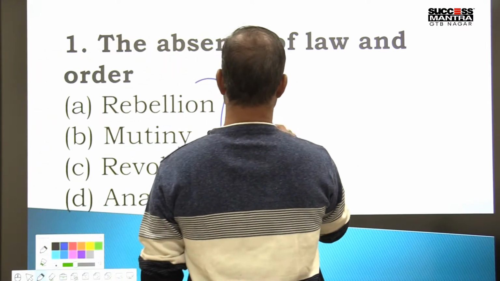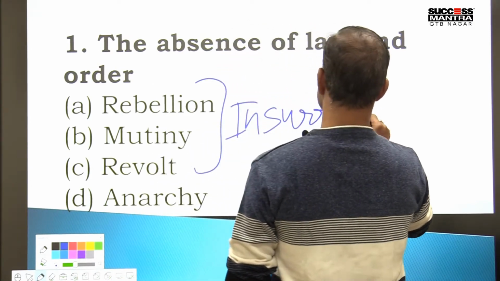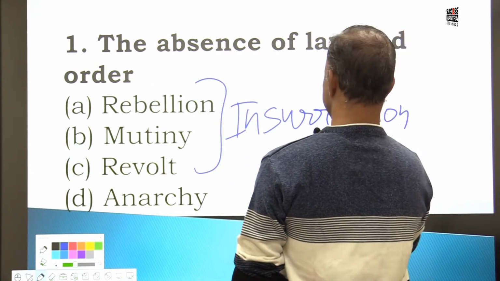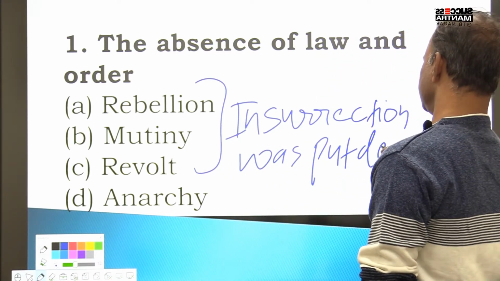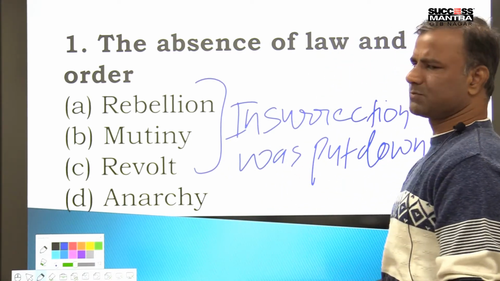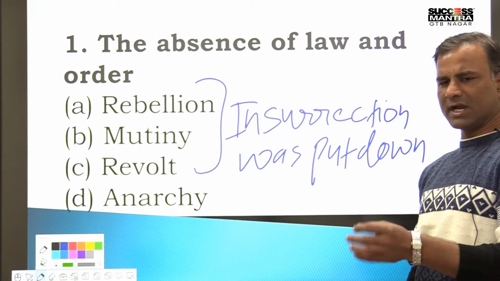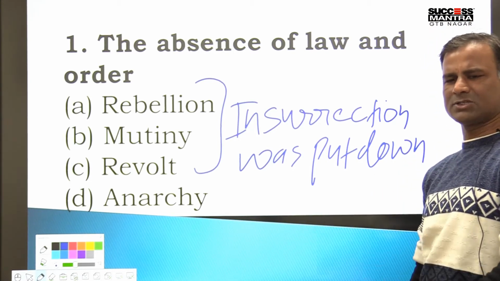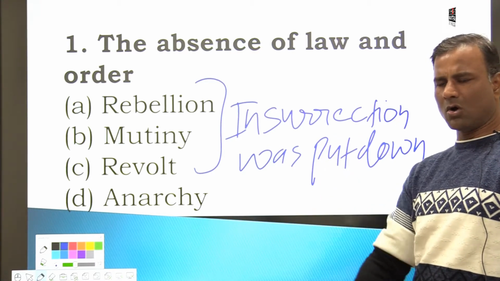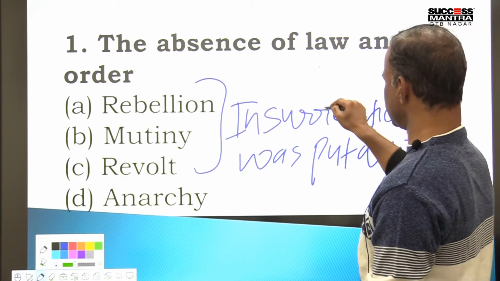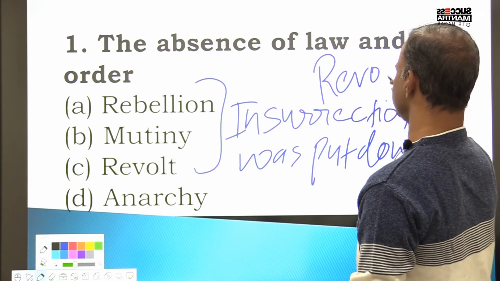How can we use it? The insurrection was put down by the government, meaning the revolt was put down by the government. China is trying its level best to put the insurrection down in Hong Kong. So insurrection, again, you can call this a revolt.